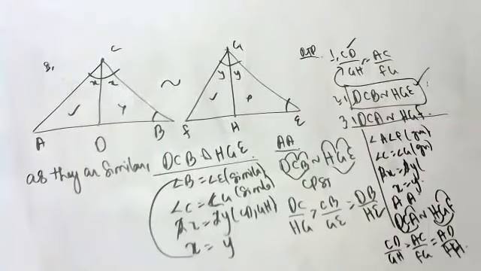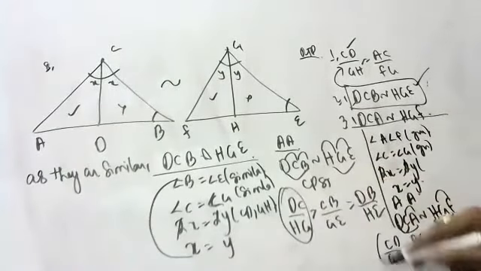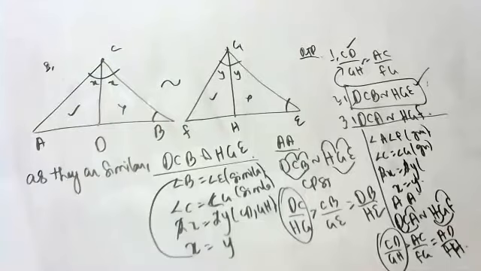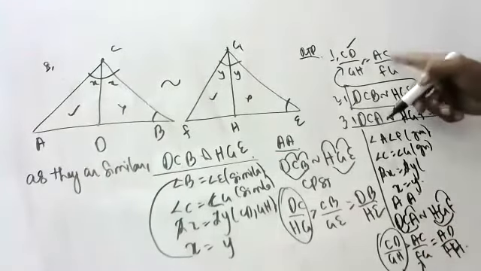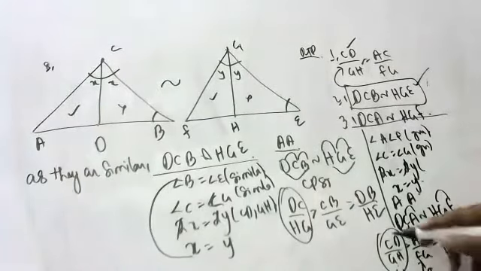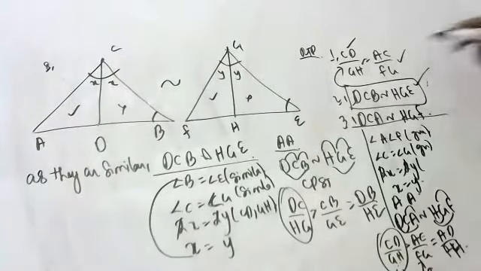Okay, children. So CD by GH is here also. CD by GH is equal to AC by FG. First answer we got. From here only we got CD by GH is equal to AC by FG.